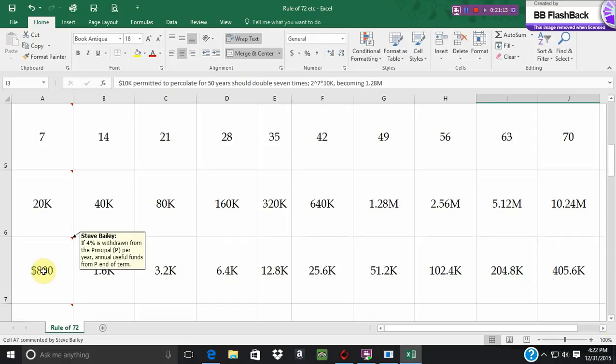Let's look at if 4% is withdrawn from the principal, and we designate that as big P. Kind of like what happens when you drink too much coffee. We're going to look at value at the end of the term. So once we've let 10,000 sit for 7 years, it becomes 20K. When we let 10 grand sit for 42 years, we get 640K.